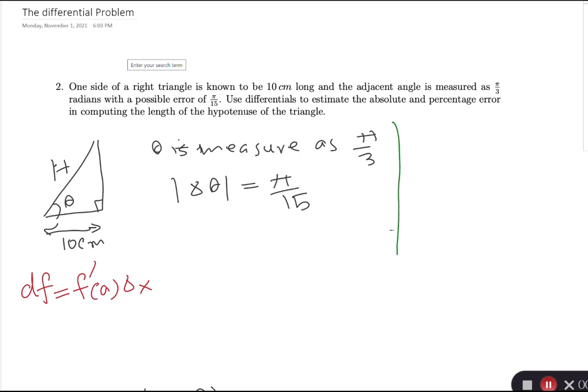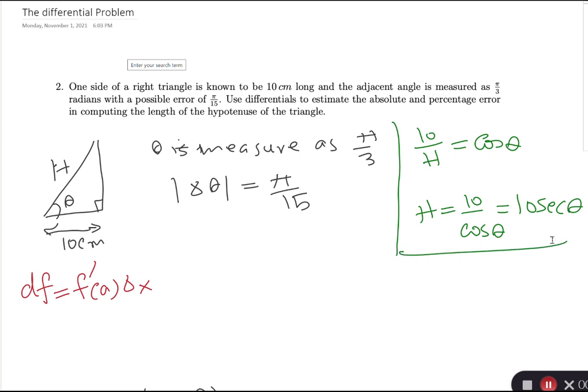In here, what I observe is that 10 over h is equal to cosine of theta. So 10 over h equals cosine of theta. That means that h is equal to 10 over cosine of theta. That means that h is 10 secant of theta. So I found the function h of theta equals 10 secant of theta. Now that's the h, and I have to find h prime.